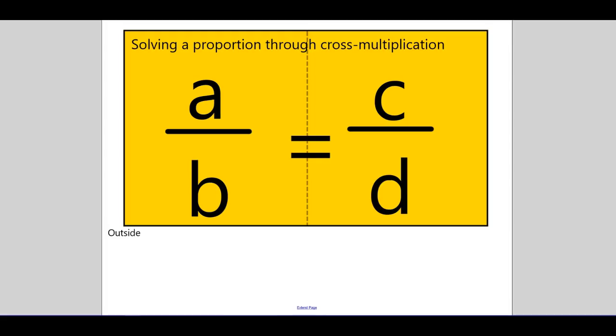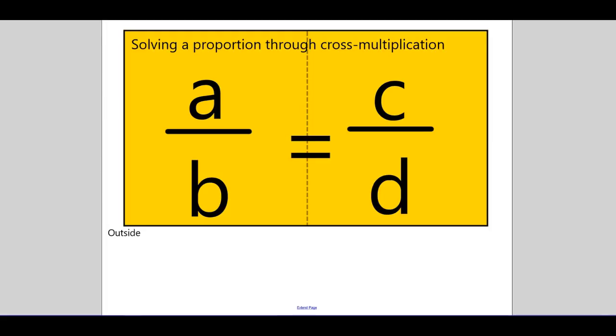Our third foldable was the orange sheet of paper that you folded into French doors. You want to have it closed at this point because you're on the outside of the doors. On the outside of the doors, if you would put this across the top, solving a proportion through cross multiplication. On the left-hand door, if you would put A over B. As the doors are closed, across the door, the dashed lines represent where the doors close at. Put an equal sign. And then the last one on the right-hand side is C over D.